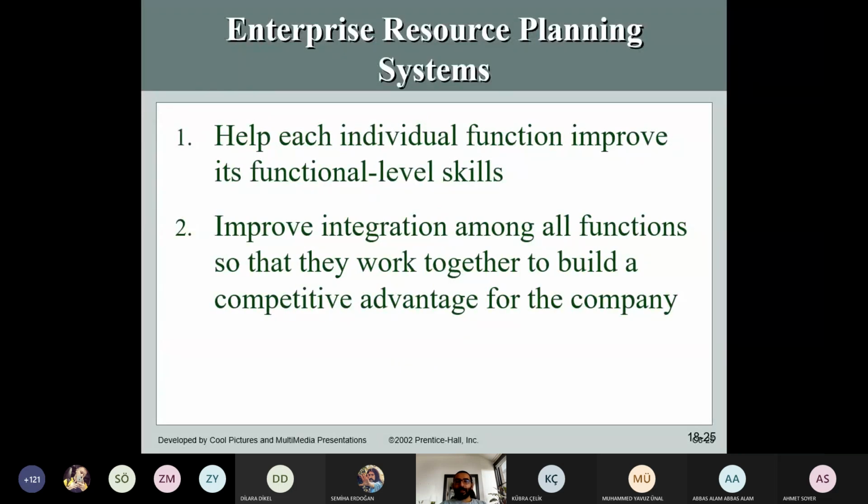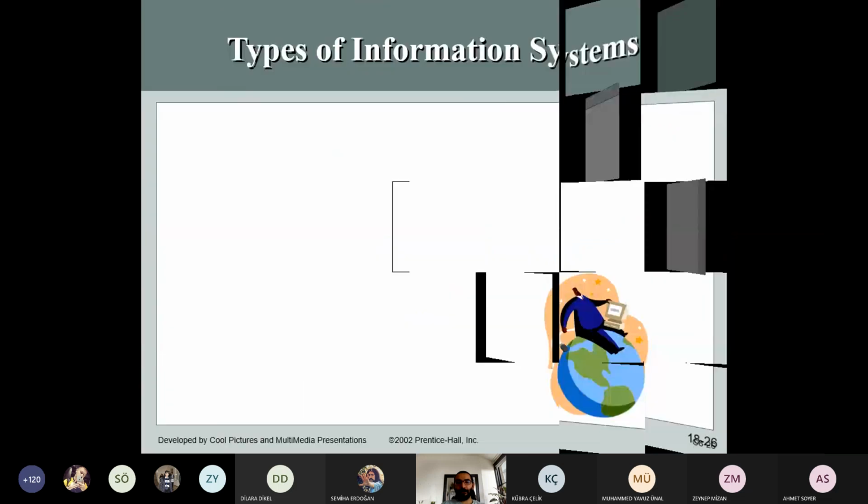Yes, it helps, this ERP system. It helps each individual function improve in functional level skills and improve integration among all functions. So they work together and build a competitive advantage for the company. I mean, you can see it fast. Time is very important, right? If there's a problem, this system can show you beforehand. It creates a synergy sometimes. It shows you where the problem really is, right? And it's very important for a company.